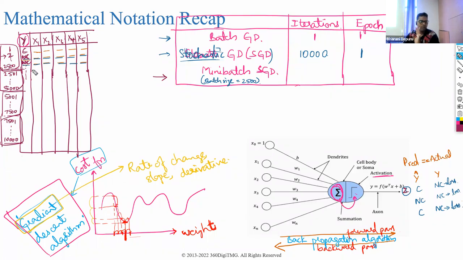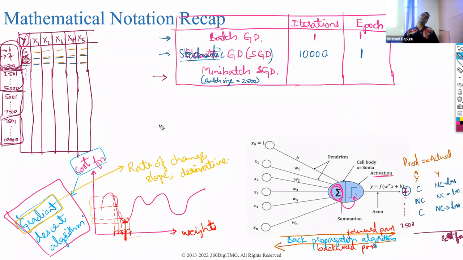Then randomly say observation 2,500 is chosen. You take the inputs, supply it to your network. Then you get the predicted value, compare with the actual, and then you get the loss. Then you pick another observation randomly, take the inputs, pass it to your network, get the predicted value, compare it with the actual value, you get the loss. In that way, until you get 2,500 loss values for all these observations, you keep storing it. Once you get the data of all 2,500, you aggregate it to get the cost function. Once you get the cost function, back propagate and update the weights.